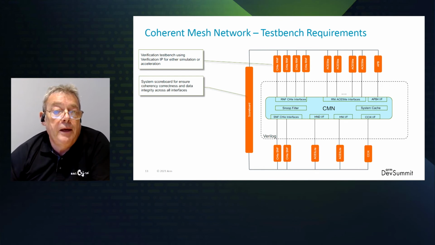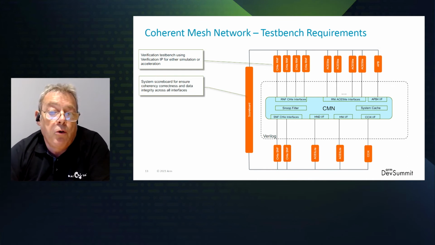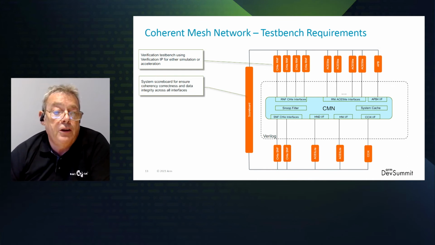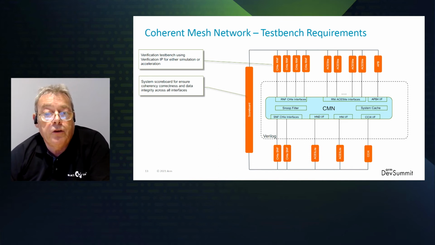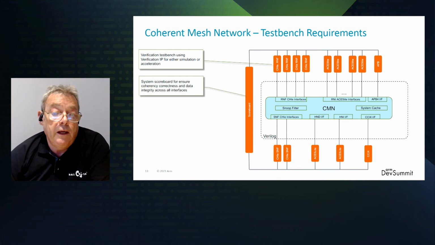In this diagram here, we see an example of a test bench with just the CMN. It requires instantiation of verification IP or accelerated verification IP based on the simulation mode you're using, along with a scoreboard to check that there is correct behavior, as that must be checked across all of the coherent interfaces. This kind of test bench can be built using UVM methodology for simulation or in C for maximum performance using an accelerator or an emulator.